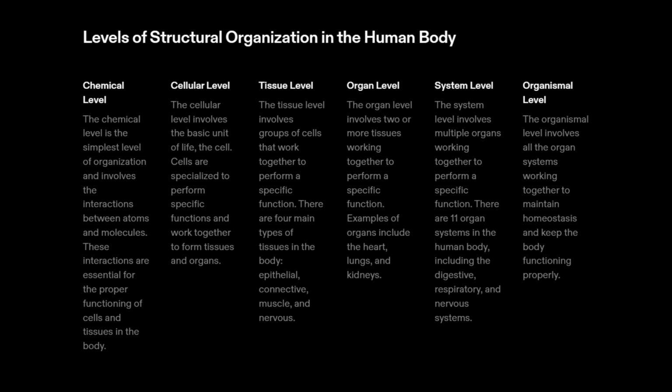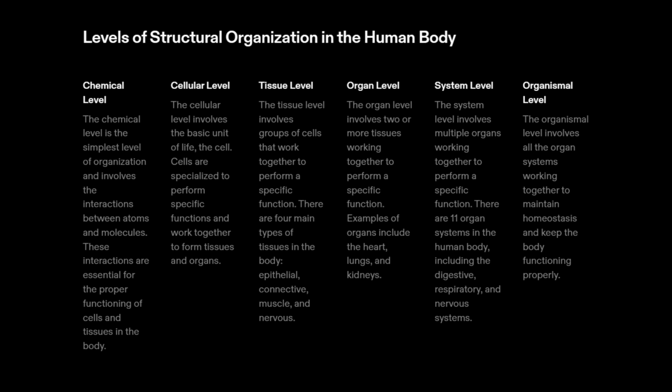Tissue level. The tissue level involves groups of cells that work together to perform a specific function. There are four main types of tissues in the body: epithelial, connective, muscle, and nervous. Organ level. The organ level involves two or more tissues working together to perform a specific function. Examples of organs include the heart, lungs, and kidneys.